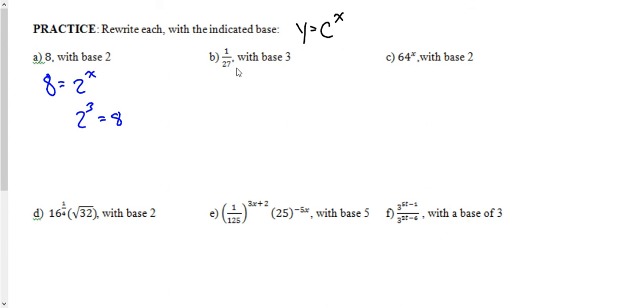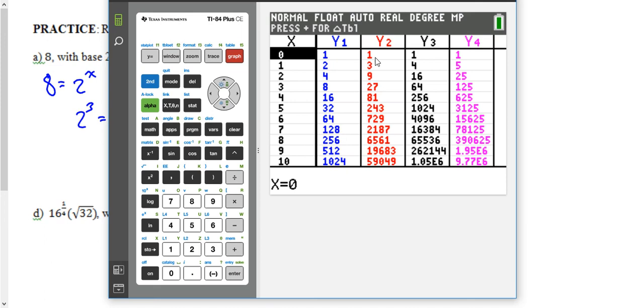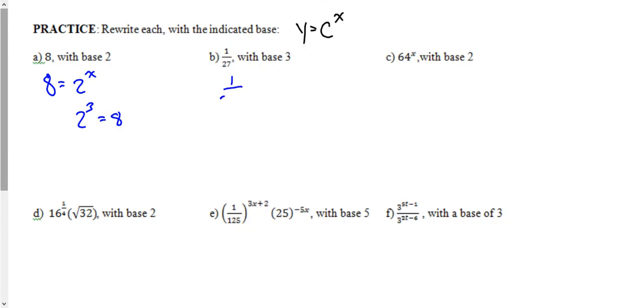For the second one, we have 1 over 27. So in terms of base 3, we're trying to get 27 into some sort of exponent 3. So again, my base 3 will be my second column. 27 is right here. It's going to be x equals 3. So I have base 3 cubed. There we go. So 1 over 27 is the same thing as 1 over 3 cubed. The other way we could technically write this, by the way, is 3 to the negative 3. But again, if you have a negative exponent, you're always trying to rewrite it in this format here where you have no negative exponents.